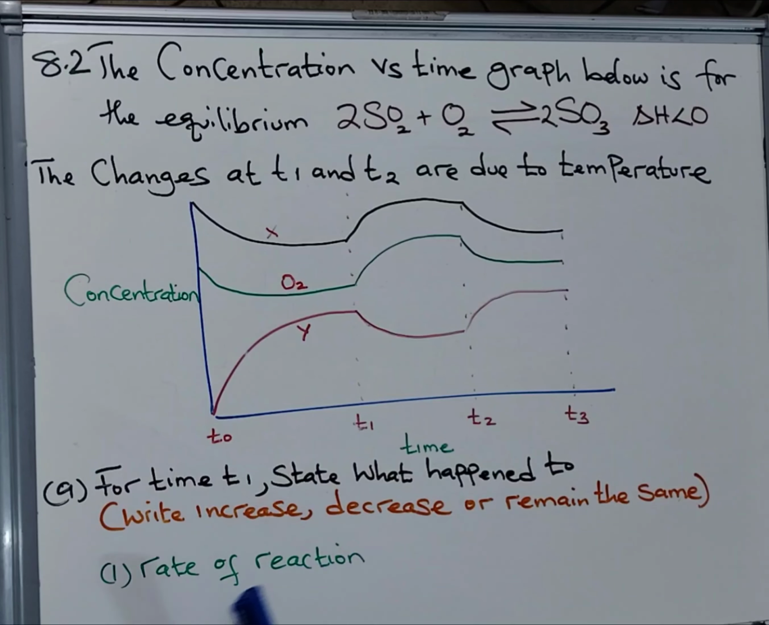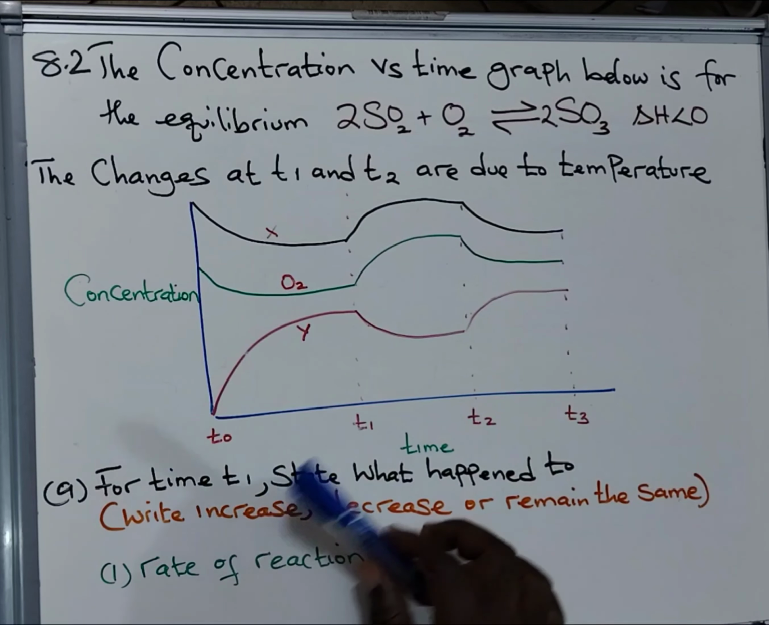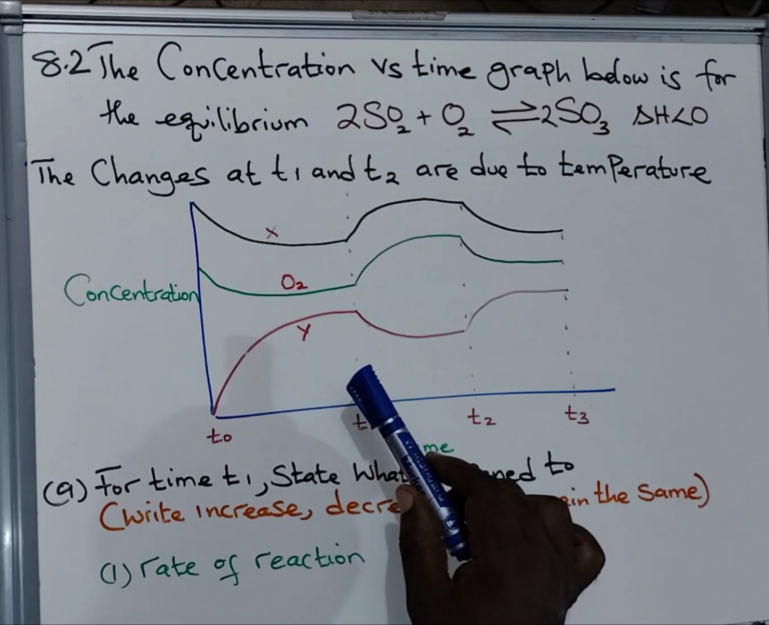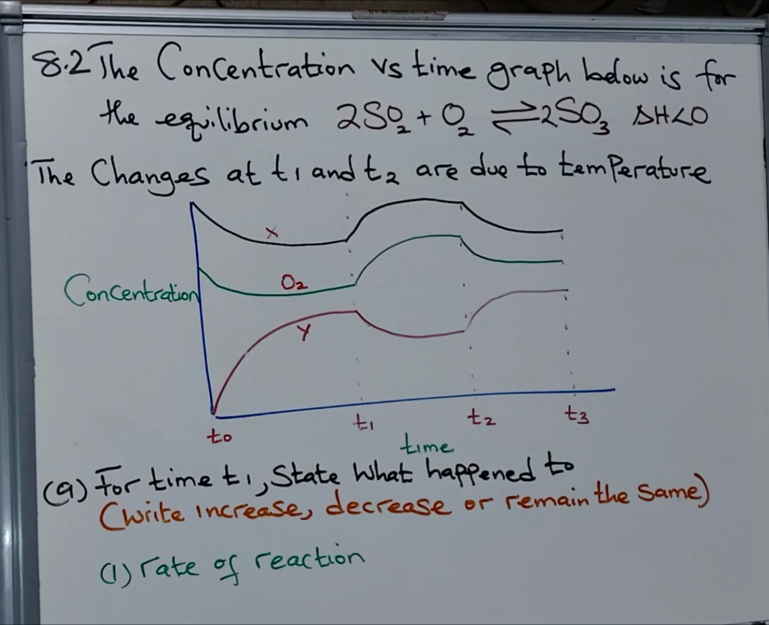state what happens to, they want you to write increase, decrease, or remain the same. Happening to what? Rate of reaction. How do we know what happens to the rate of reaction? To know this one, you need to know whether temperature increased or temperature decreased. Increase in temperature increases rate of reaction, and the decrease in temperature decreases rate of reaction. That's all we need to know.